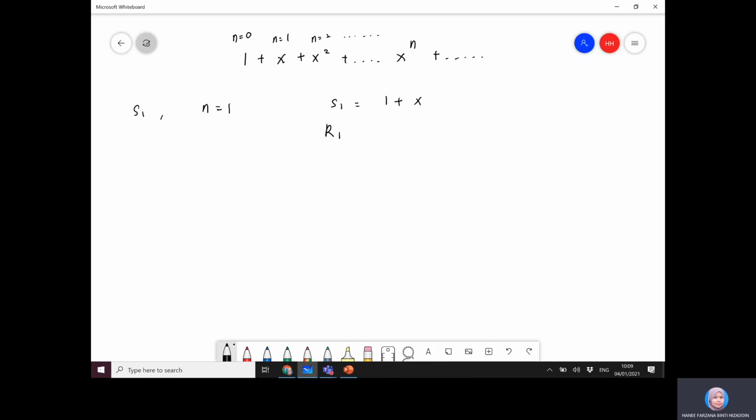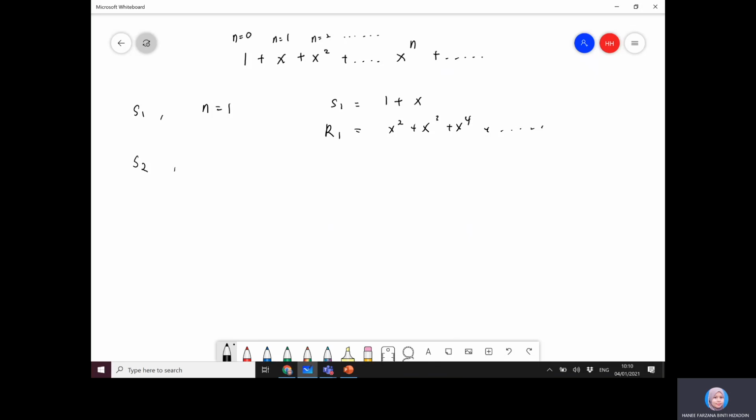Thus, the remainder of 1, R1, is what remains from the series, i.e. starting from this part of the series until n approaches infinity. So R1 is the remainder, x squared plus x cubed plus x to the power of 4 and so on until n approaches infinity. And looking at the same series here, what would be S2 then?